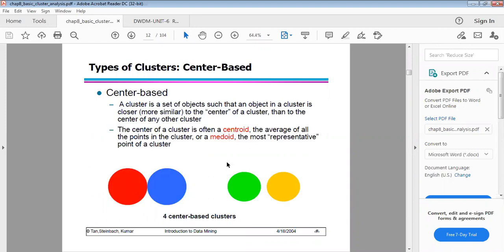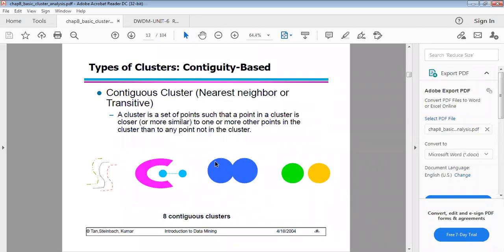Next one is the center-based cluster. A cluster is a set of objects such that an object in a cluster is closer to the center of the cluster than to the center of any other cluster. The center of a cluster is often a centroid, the average of all the points in the cluster, or a medoid, the most representative point of a cluster. That is the center-based cluster.